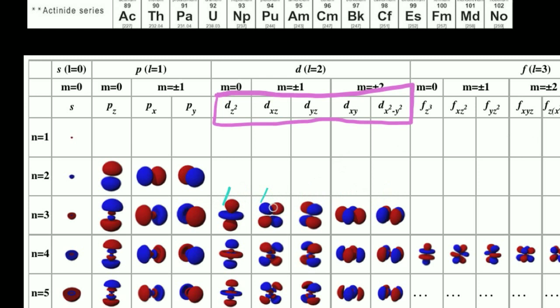So if we had an element with 3 electrons in the d orbital, say that our last entry was some number d3, that would look like this. So we would have essentially 1 electron in this d orbital, 1 electron in this d orbital, 1 electron in this d orbital.